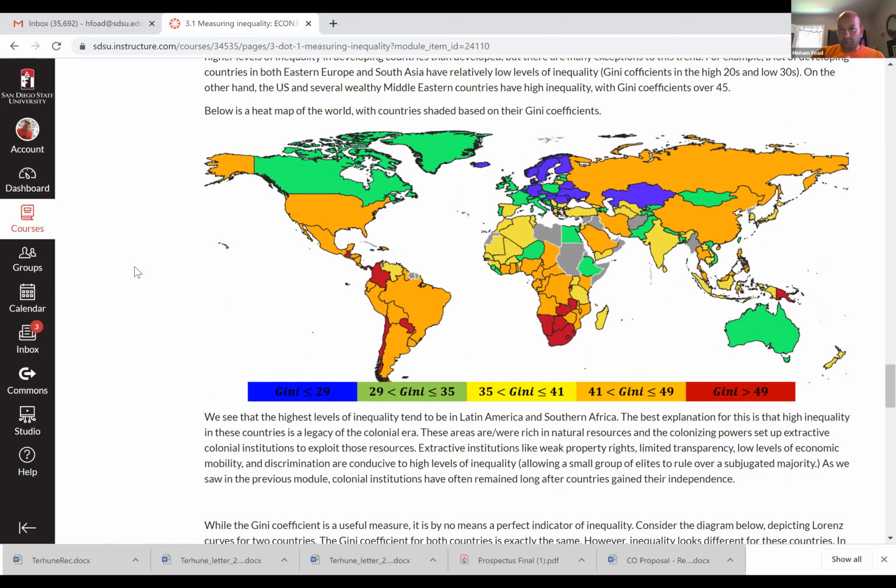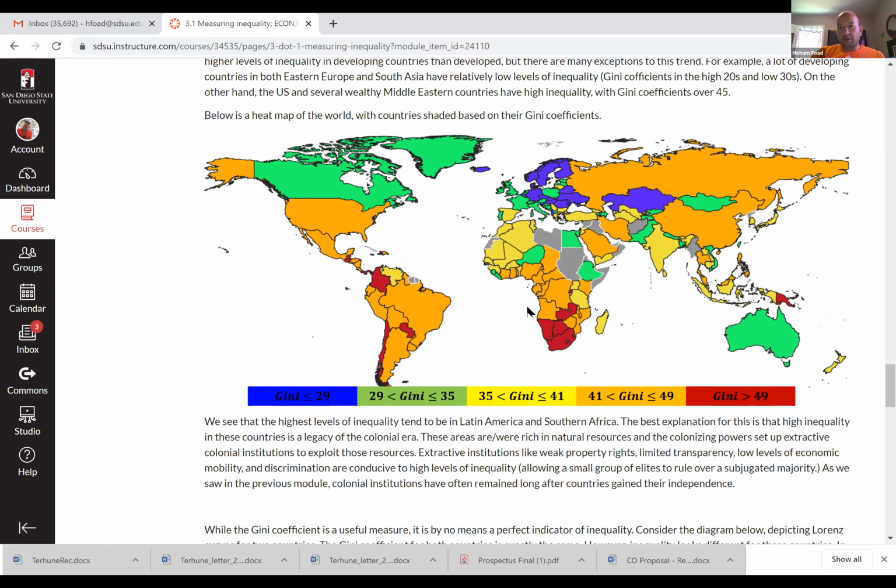What I did here was create a heat map of countries based on their Gini coefficients. The countries here in blue have Gini coefficients of 29 or smaller. The countries in green are between 29 and 35. The countries in yellow, between 35 and 41. 41 to 49 in orange, and then anything above 49 in red. And what you see is we tend to see the lowest levels of inequality in Northern Europe and Eastern Europe. You have also some low levels of inequality, for example, in Canada, Australia, and some places in Africa.